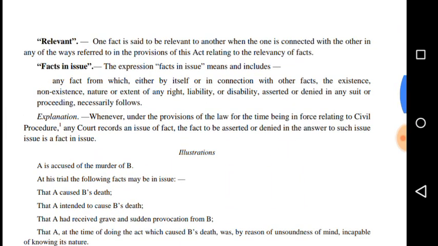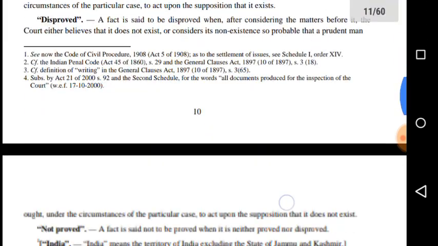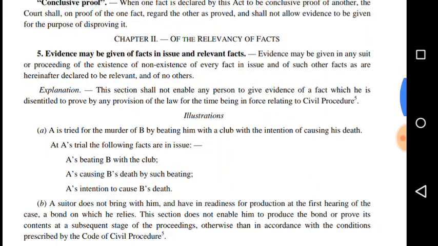So we have to learn after this, relevant. What is the meaning of the word relevant in a general sense? One fact is said to be relevant to another when the one is connected with the other in any of the ways referred to in the provisions of this Act relating to the relevancy of facts. This Act provides the provisions of relevancy of facts, which you will read in, I think, chapter 2, of the relevancy of facts.